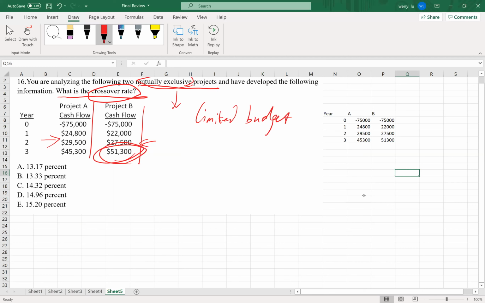So let me try different discount rates. We can choose a random discount rate to see what's going on with the net present value, such as 2%, 4%, or anything. You can try different discount rates. So let's try this one now, using this random discount rate.